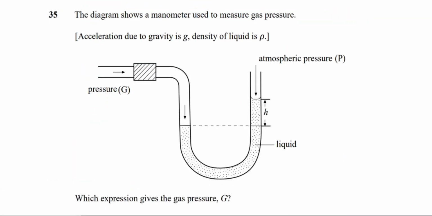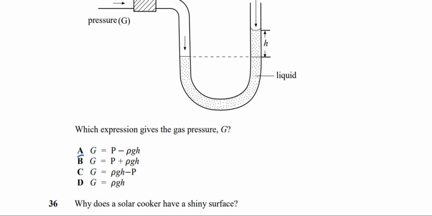Question 35. The diagram shows a manometer used to measure the gas pressure. Acceleration due to gravity is g, density of the liquid is rho, atmospheric pressure is capital letter P there, and the height is h. Which expression gives the gas pressure? It's given by P gas is equal to P plus rho g h, which is B.